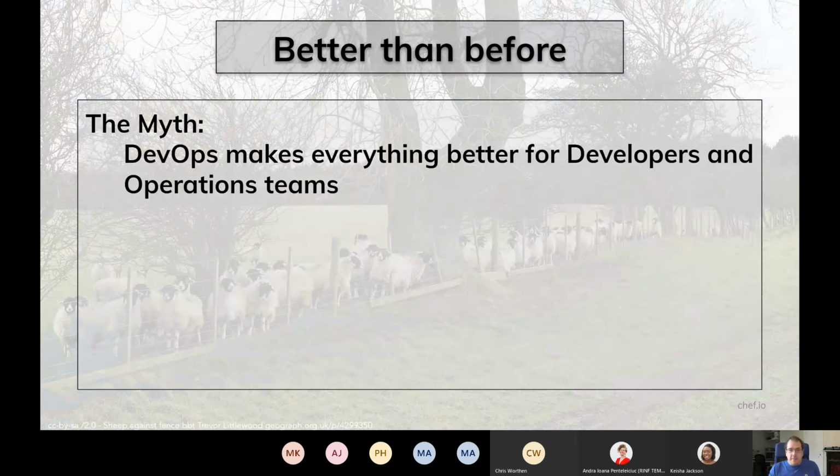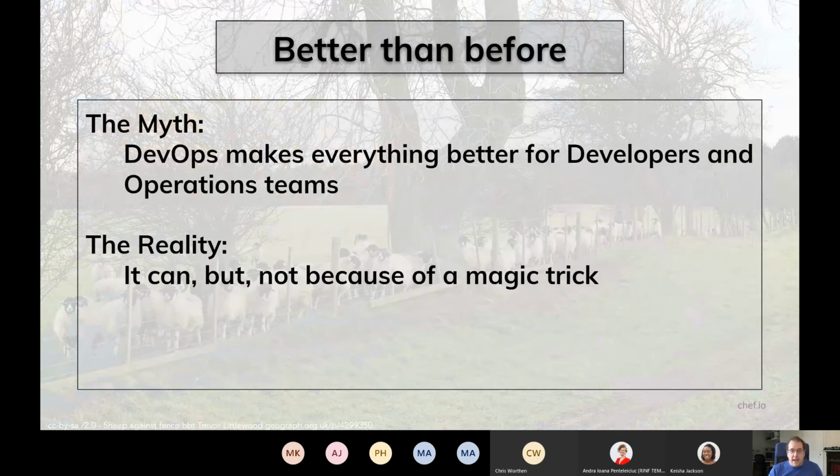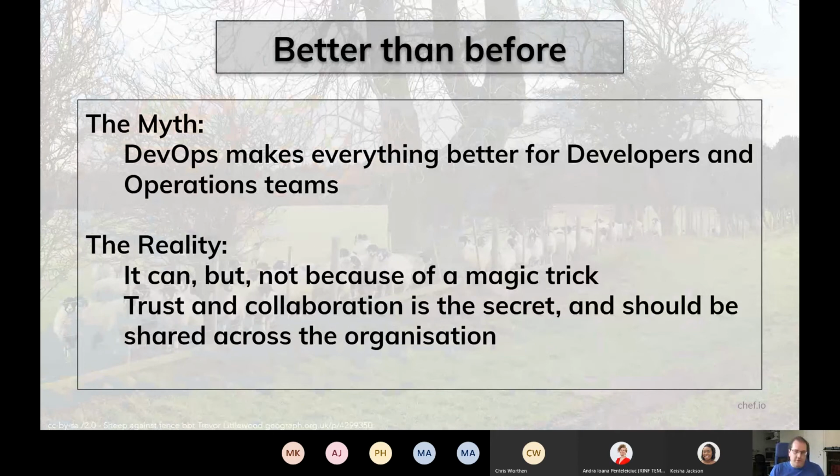The myth, everything's better for the developer and operations team. Absolutely. It can be. It's not a magic trick though. It's not just saying, hey, we're DevOps now, everything's better. It's trust and collaboration. It's shared across the entire organization, not just the dev team and the operations team, but the whole organization. Everybody should understand what their purpose is in the organization. Everybody should understand what the organization is trying to do and how essentially the organization makes money.